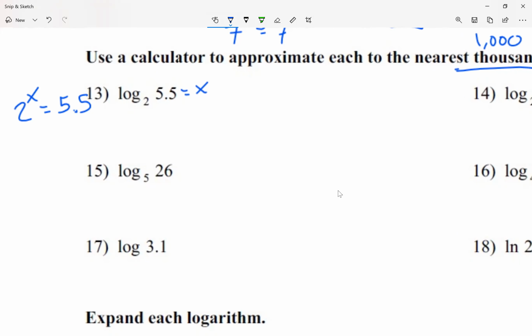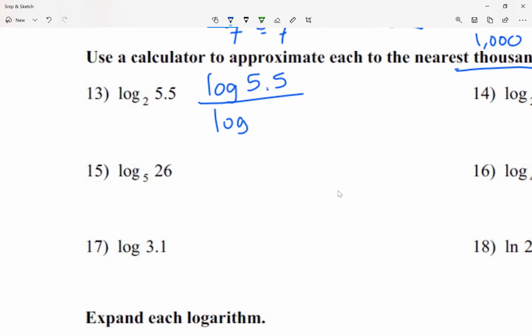Now, I know 2 to the second is 4, 2 to the third is 8. So x should be somewhere between 2 and 3. I'm not going to guess, right? Especially when it's 3 decimal places. I'm not going to guess. So let me show you guys exactly how we're going to do this, right? Let's not write this in exponential form. Instead, what I'm going to do is write log of 5.5 divided by log of 2.